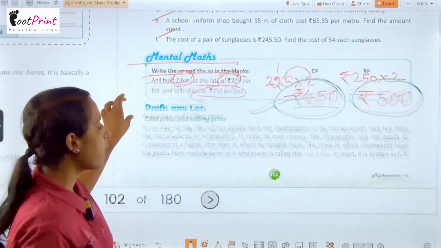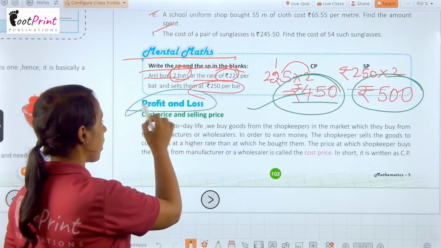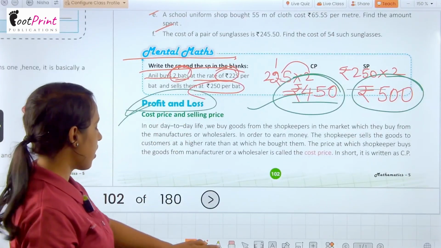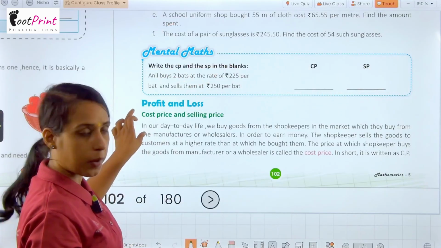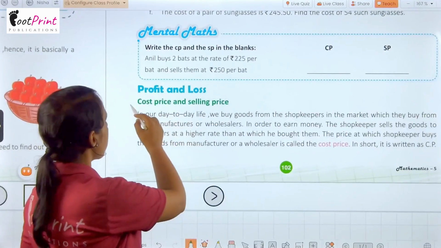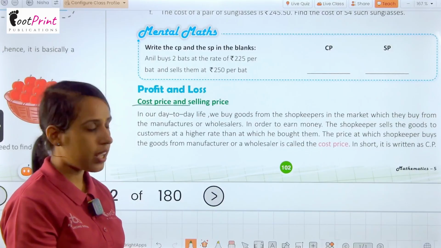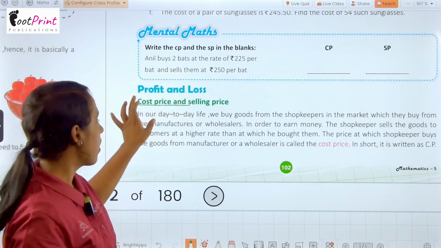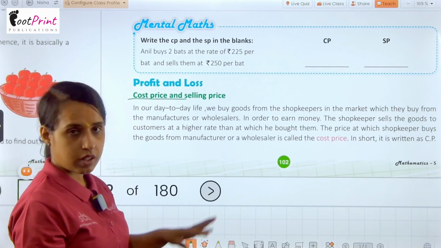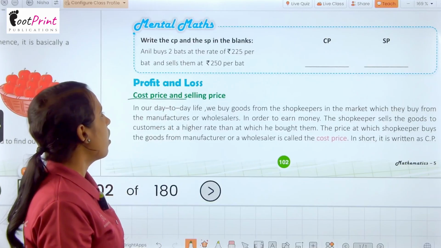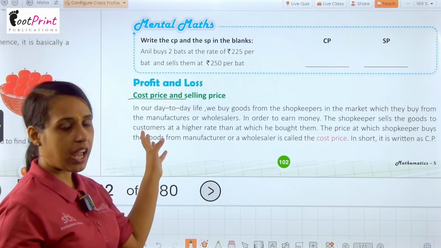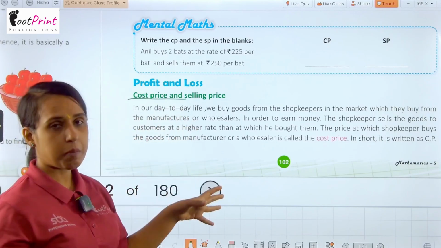So on the basis of that, here we have the new topic, that is profit and loss. Let's understand about this topic here. So what is cost price and selling price as we learned in the mental maths? Here we have cost price and selling price in detail.